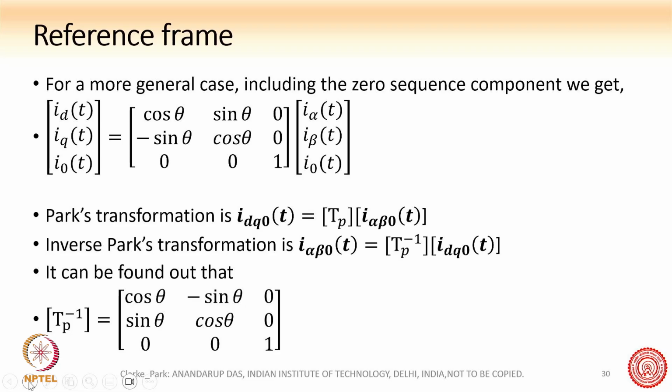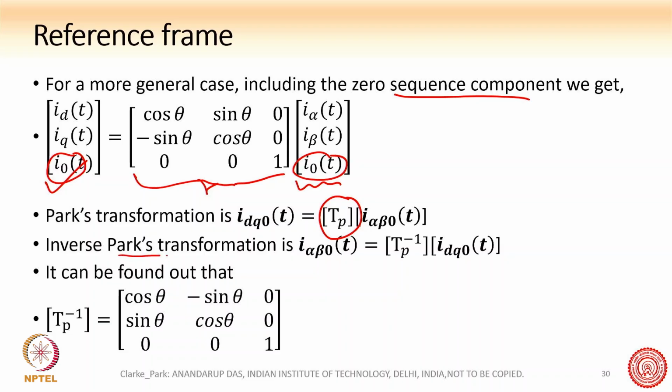So again, for a more general case, if we include the zero sequence component, then I can find out what is idq0, given I know what is I alpha beta 0 through this matrix here. This matrix is called the TP, Park's transformation matrix. This matrix converts any alpha beta 0 variable into a dq0 variable. You can see here I0 and I0 are the same in both the transformations, right?